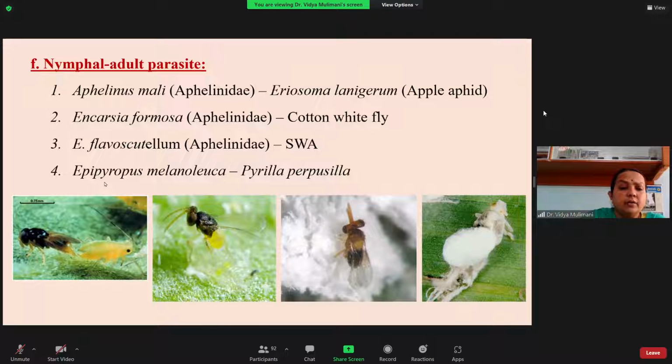Another you have is Epiricania melanoleuca. This is the one caterpillar where I told you about the Epipyropidae, which is attacking the larvae of Pyrilla perpusilla, where you have the last photograph. So this is the way of classification depending on which stage of the host is attacked. It may be egg-larval, larval, larval-pupal, and nymphal-adult parasites.